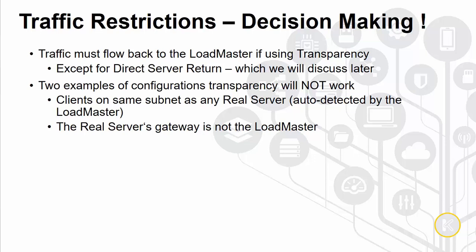It's always about the traffic and how traffic is routed throughout the environment. We discussed transparency in Technical Module 1 and how traffic must always route back through the Loadmaster. We will discuss the one exception to this rule, which is DSR, or Direct Server Return. Aside from DSR, we have two examples highlighted here, which talk about transparency and when it just won't work. Clients on the same subnet as the real servers, and real servers not configured to use a Loadmaster as a gateway.